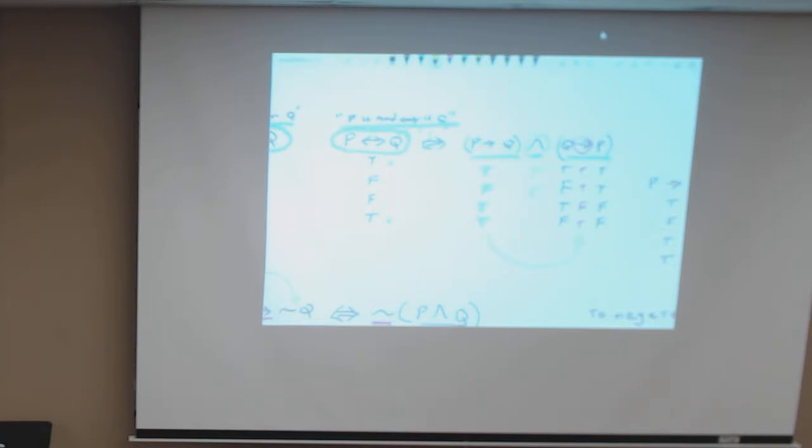True and false. If P, what did I do here? Oh, and true is true. False and true is false for and. True and false is false. And true is true. So this column and this column match.